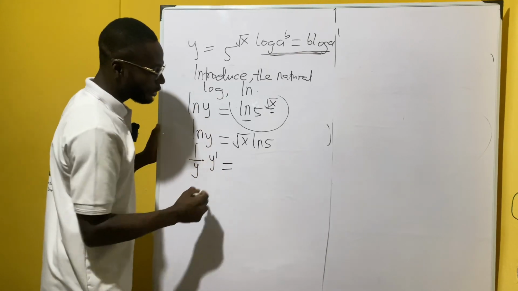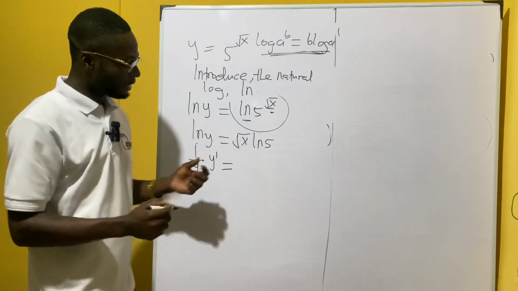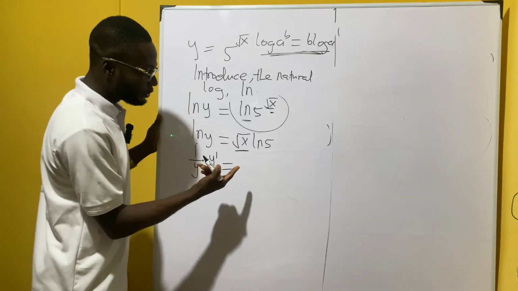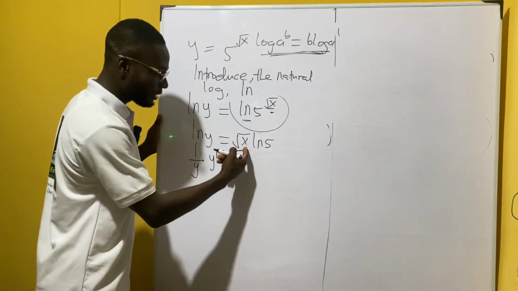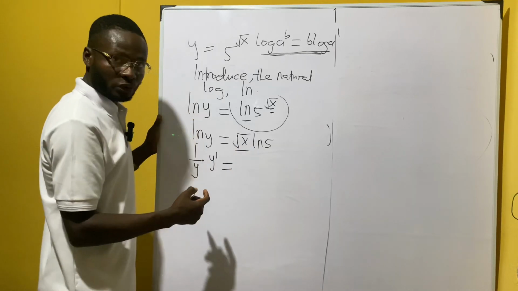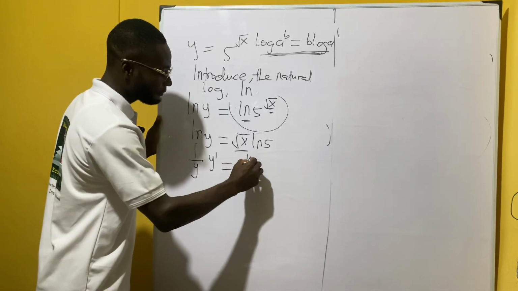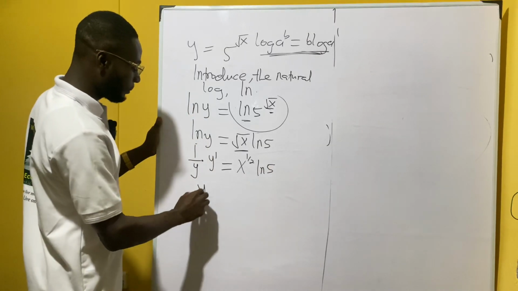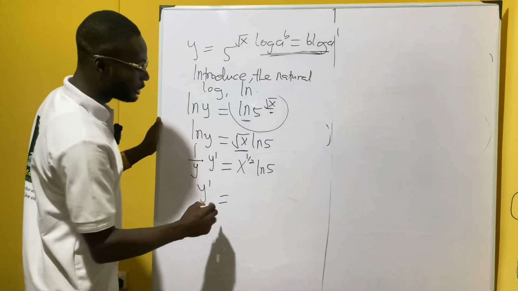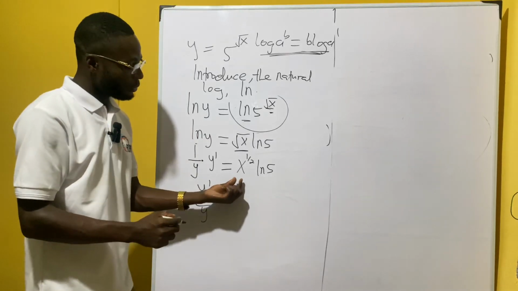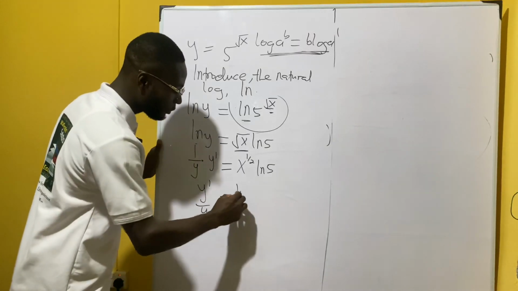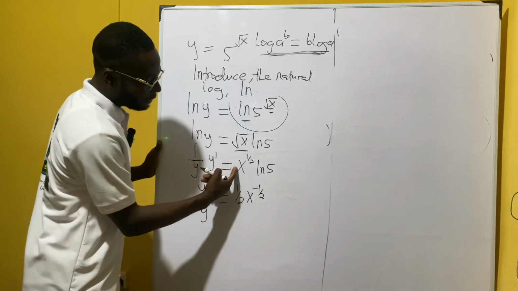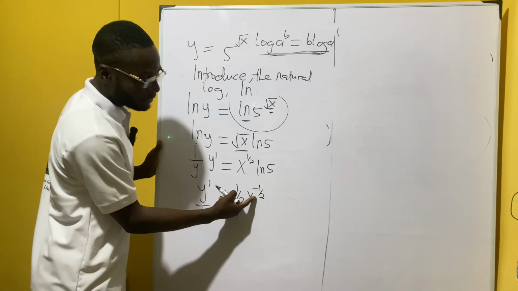And that should be equal to, when we differentiate this, so for us to make the work simple, let's change this root x to x power half. So we have y prime over y, and that should be equal to, let's differentiate this. When you differentiate this, you are going to have half x power minus half. We bring this down and subtract 1 from this, and you have minus half.